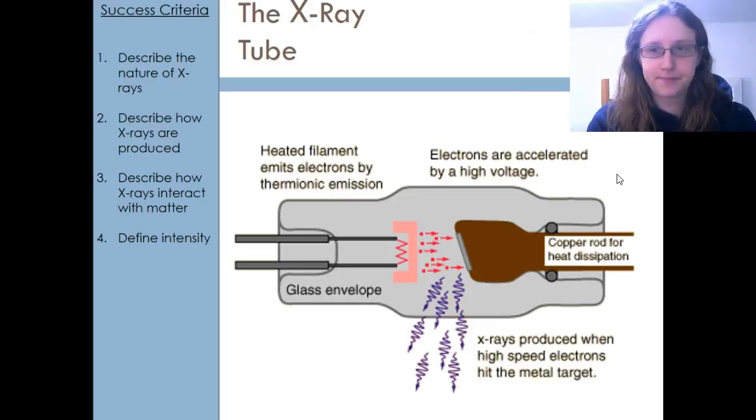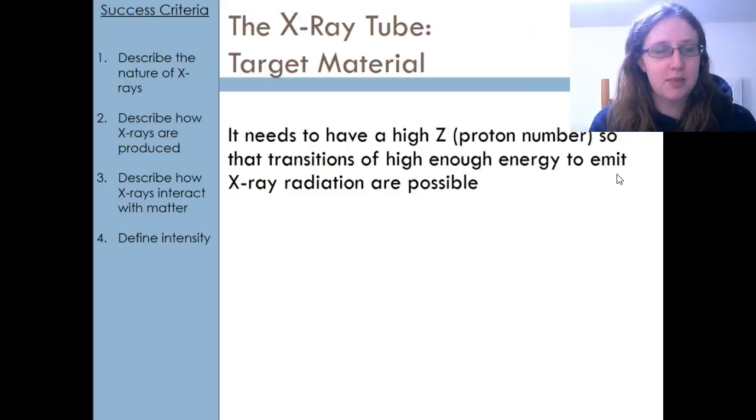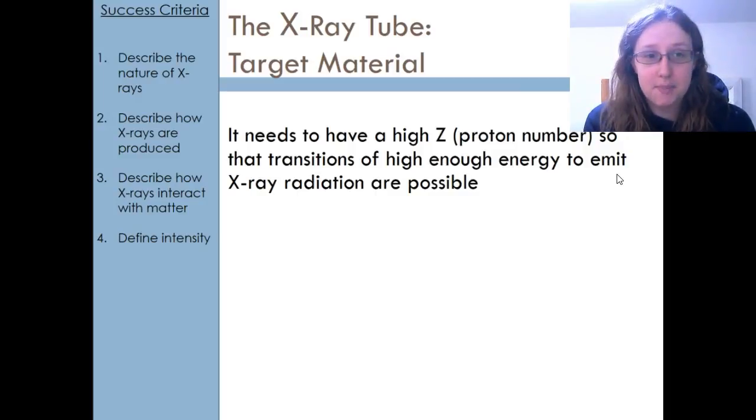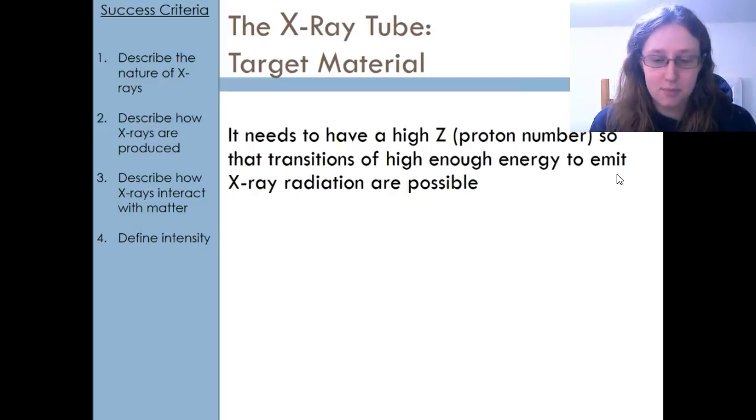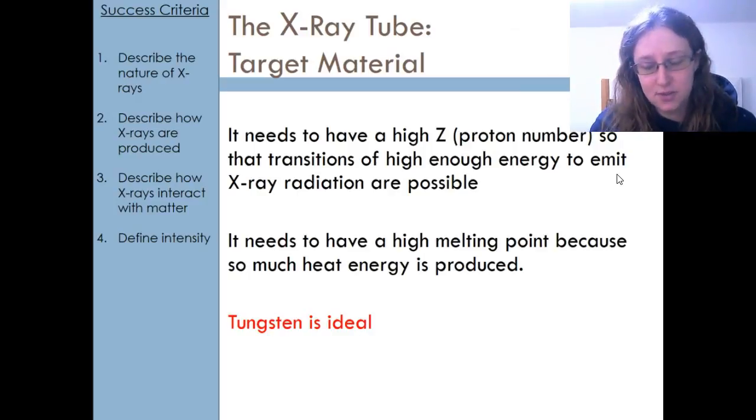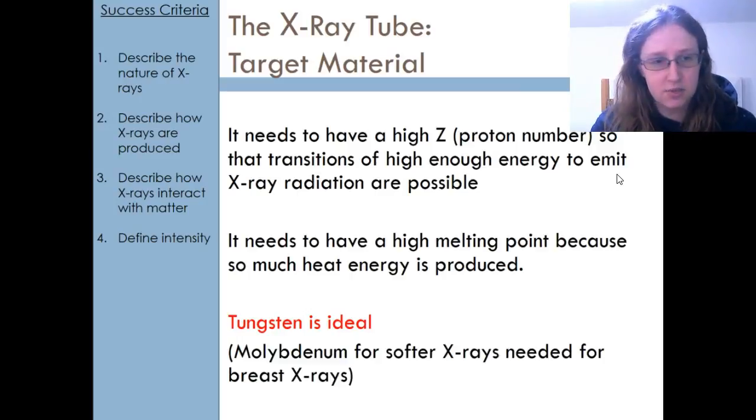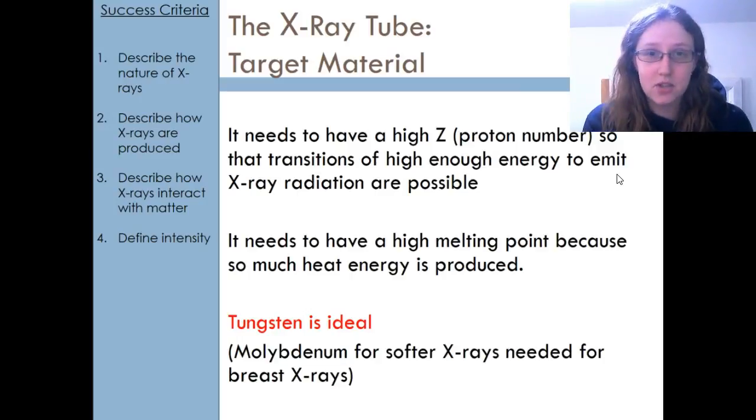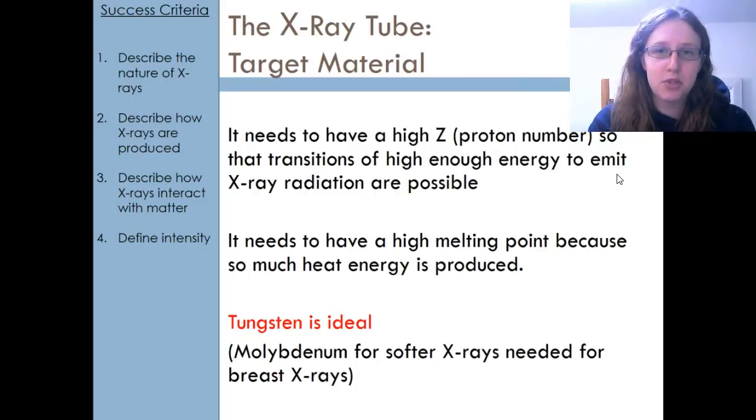So talking about this target material, when I pick my metal, it needs to have a high proton number because I need to have energy transitions that are going to produce X-rays. It needs to have a high melting point because it's going to get really hot as well. Generally we end up with tungsten. Tungsten is the most common metal that's used. If I need softer X-rays, so if I'm looking at low energy X-rays, we're looking at soft tissue, we often use molybdenum. So those are two examples that you can give for target metals. So that is how we produce our X-rays.